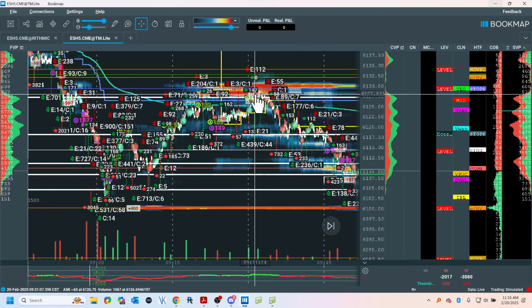So this is the optimum location for the short, and again, it can fail like everything else. VPOC migration. Two possibilities here. Push off, you get steamrolled, or break low. We break low. This, for me, puts the icing on the cake for the short, and down we go.